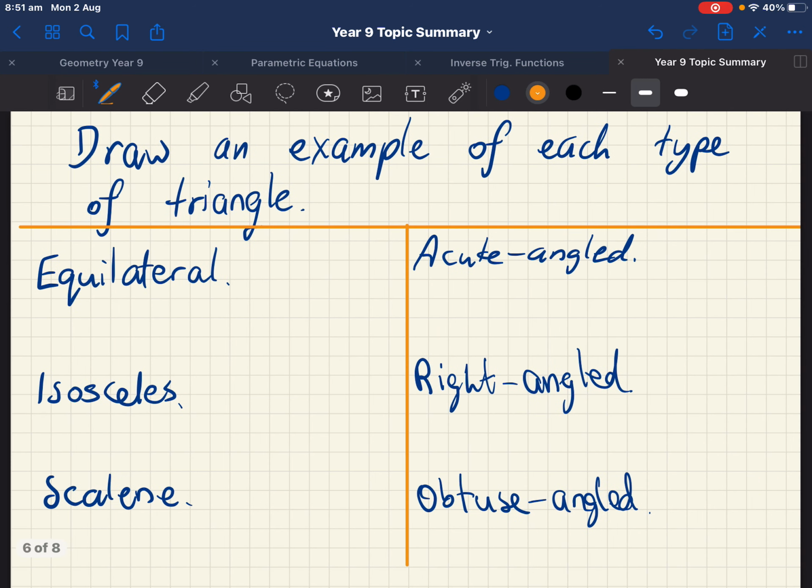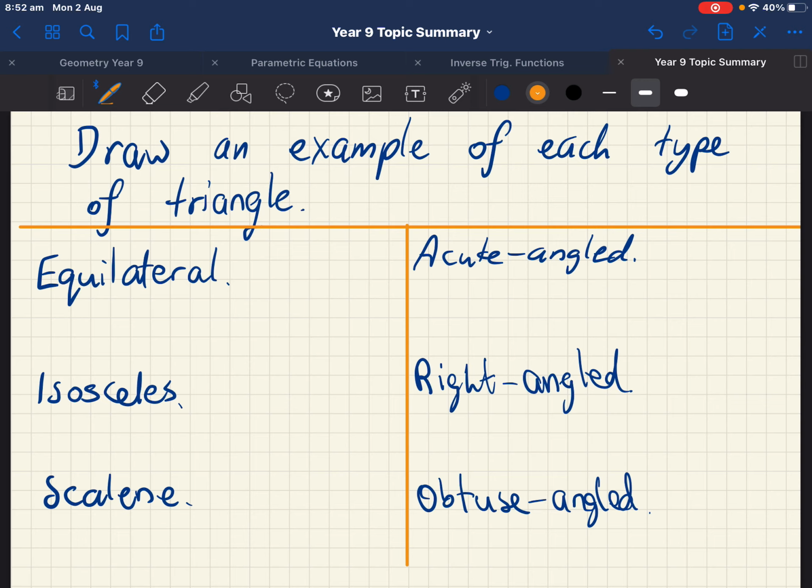All right, draw an example of each type of triangle. Okay, so for this one here, it's been split into 2 different sides. The left-hand side's based on the side lengths: equilateral, isosceles, scalene. The right-hand side's based on the angles: acute angled, right angled, or obtuse angled. And we need to draw an example of each.